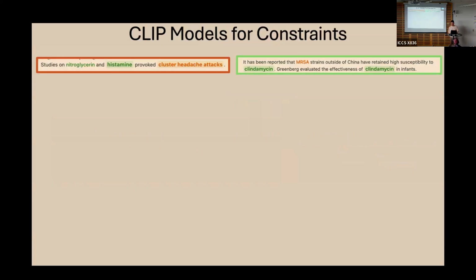If you haven't seen CLIP models before, I want to introduce them really quickly because it's pretty cool. Basically, I start with some text. Here in the orange text, I have some text that's talking about nitroglycerin and histamine, and it's talking about a disease, cluster headache attacks. These are the things that they're tagged with. And on the right, I have some more text talking about methicillin-resistant Staph aureus, and it's talking about clindamycin. So there's a disease and a molecule. Obviously, not all text mentions both a disease and a molecule; these are just examples that I pulled out.